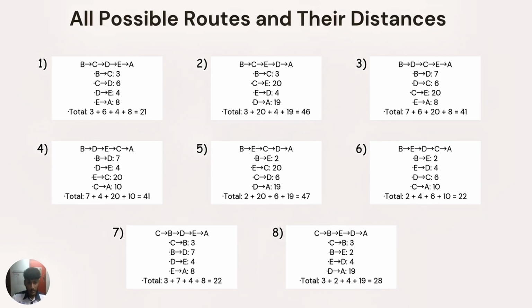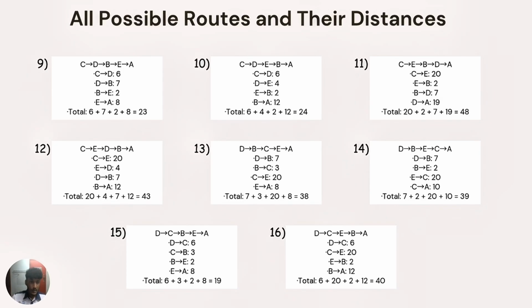The same goes for the other 24 possible routes. The second one is B, C, E, D, A, and the distance is 46 kilometers. The third is B, D, C, E, A, which is 41. The fourth is B, D, C, E, A, 41 also. The fifth is B, E, C, D, A, which is 47. The sixth is B, E, D, C, A, which is 22 kilometers. The seventh is C, B, D, E, A, 22, and the eighth possible route is C, B, E, D, A, with a total of 28 kilometers.